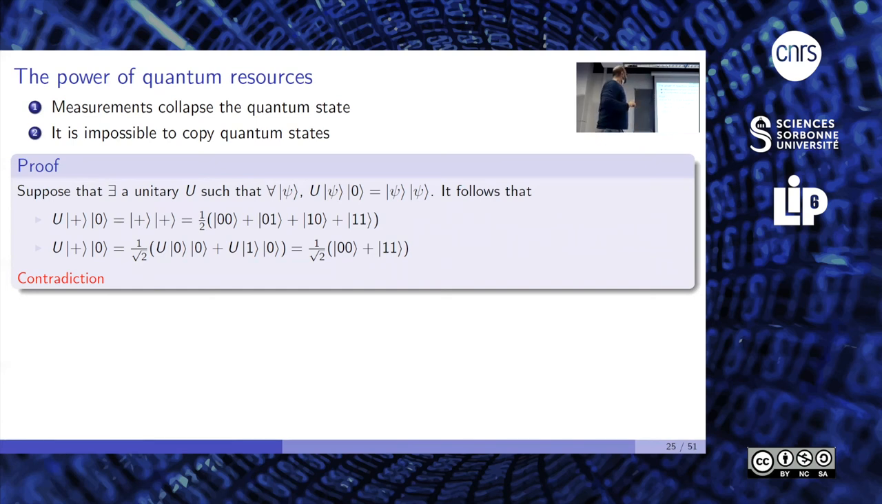And this in particular forbids Eve, when Alice wants to send a quantum state to Bob, from just copying the quantum state, keeping one copy of it, and sending the other one to Bob. She has to do some operation on it. She cannot perfectly copy it, keep one and send the other one on. So this point two is important to prevent this type of attack.